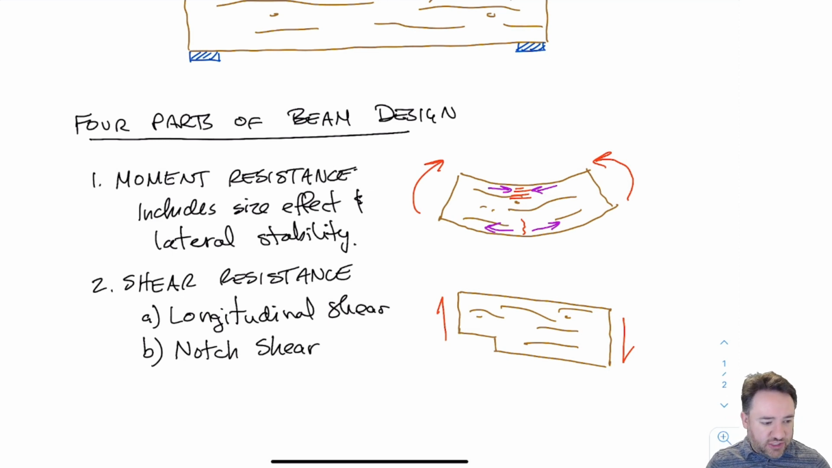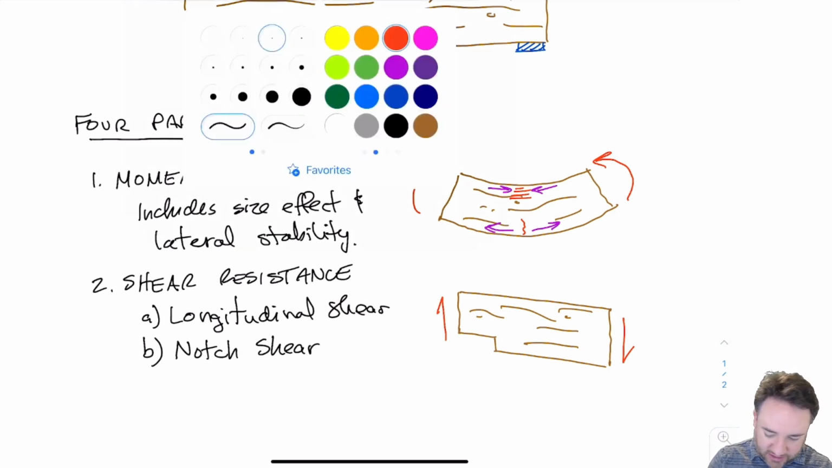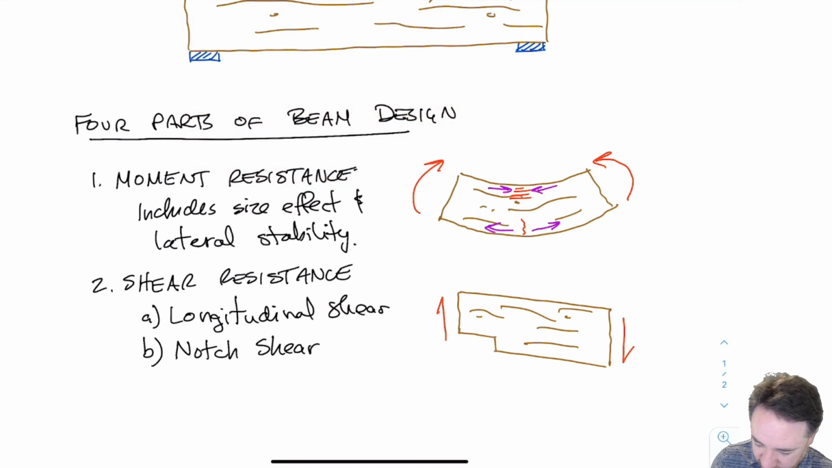And we have two types of shear. One is the longitudinal shear, which is the regular shearing like this, where all the fibers are kind of moving relative to each other. And the other one is called the notch shear, which takes into account problems that we can have if we cut notches in the piece of wood, causing stress concentrations that can cause it to fail.